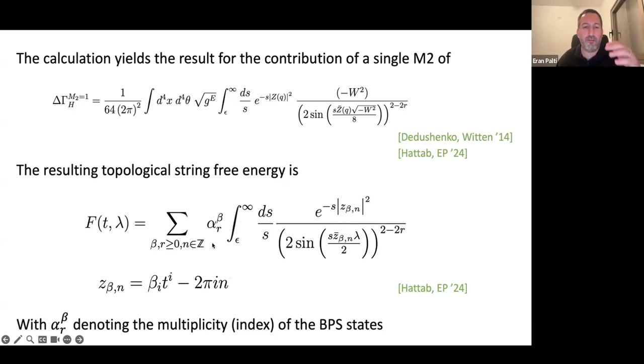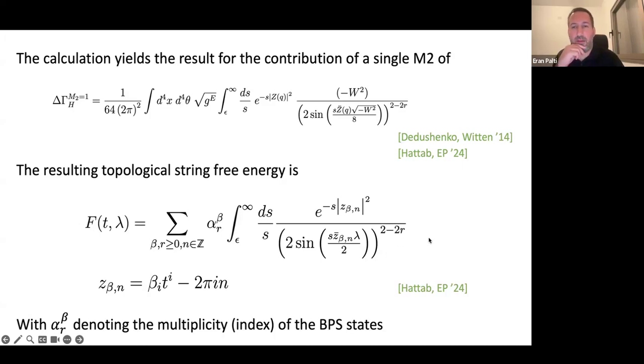And then you just have to sum over all the M2 branes in your theory. So you have to include this sum here. And there is a degeneracy factor, an index, for each of these M2 branes. The degeneracy with respect to n is always 1, so you can ignore that. So this is just a function of beta and r. So that's the free energy contribution that you get.